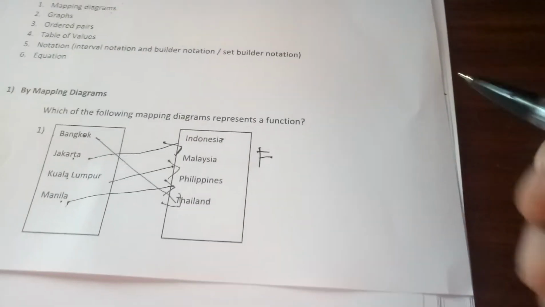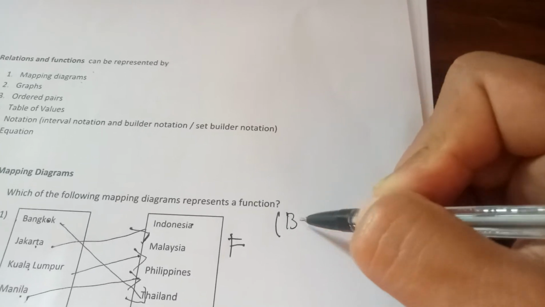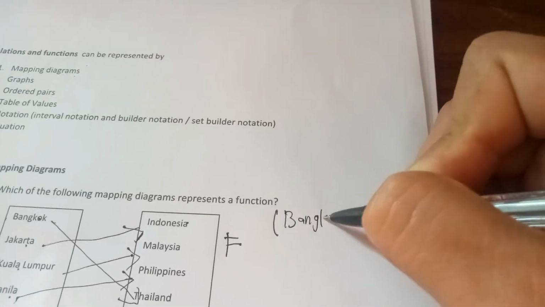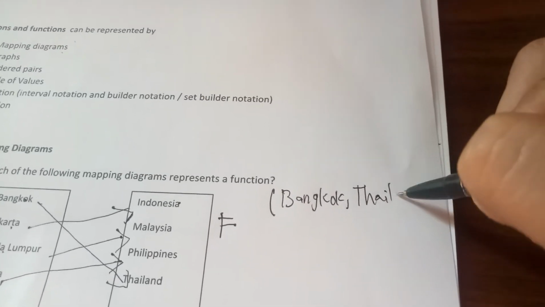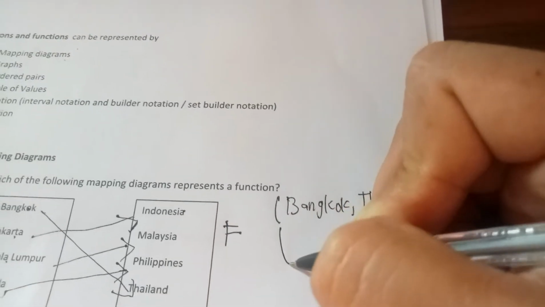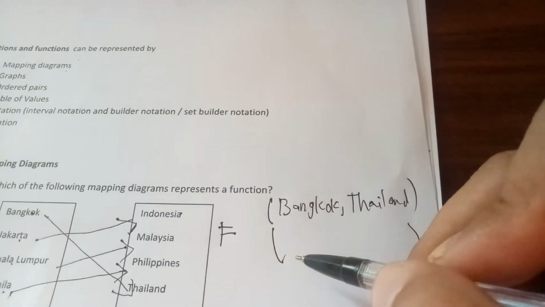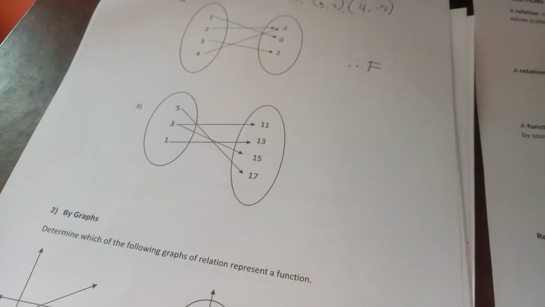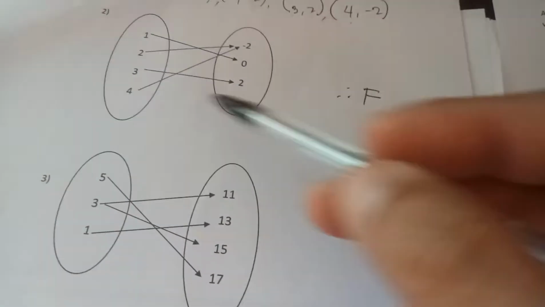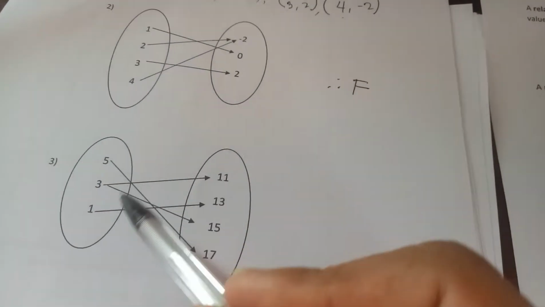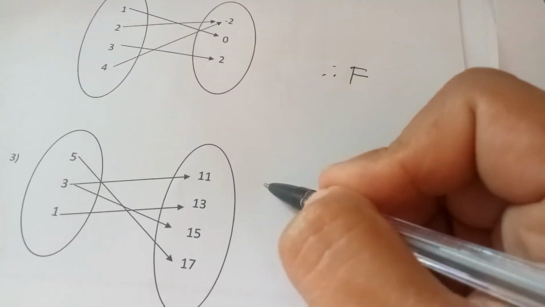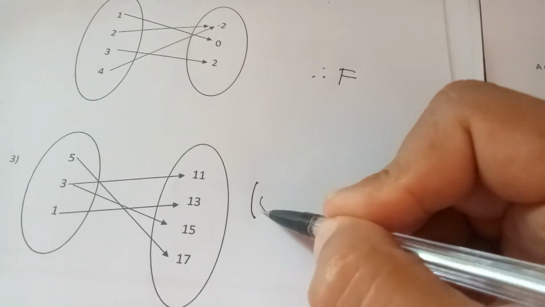Here, if we use ordered pairs, for example, we have Bangkok to Thailand. What else? Nothing is repeated in the first element, right? That is why that is a function. So, 1 and 2 represent functions. What about number 3? Is this a function or not? Let us use ordered pairs. 5 is to 17.